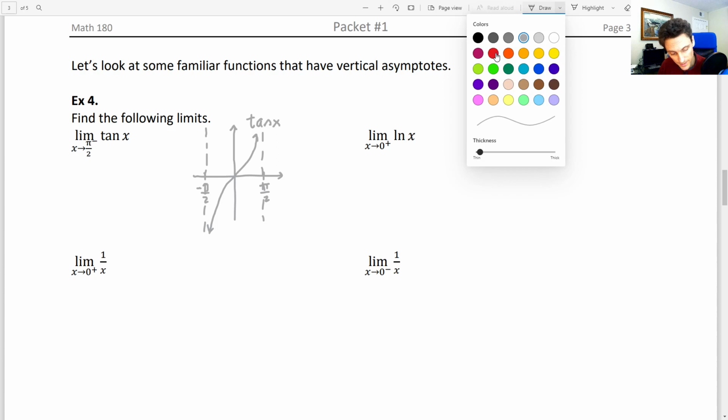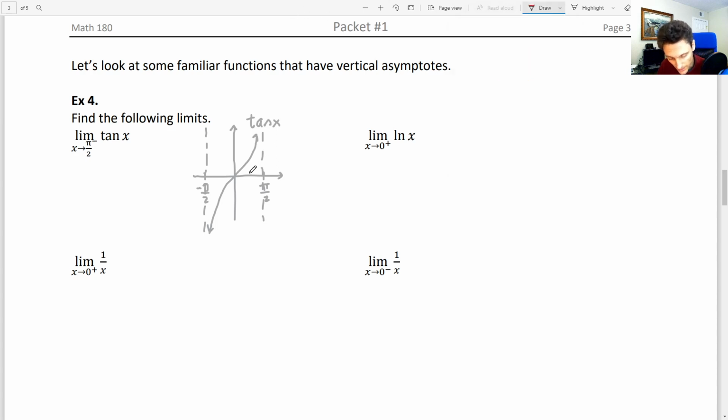If we want to draw a little arrow to show our inputs are approaching pi over 2 from the left, and you look at what's happening to the outputs, what are the outputs doing? If you said they're going to infinity, that would be correct. So we're going to write the limit as x approaches pi over 2 from the left of tangent x is equal to infinity, or positive infinity.